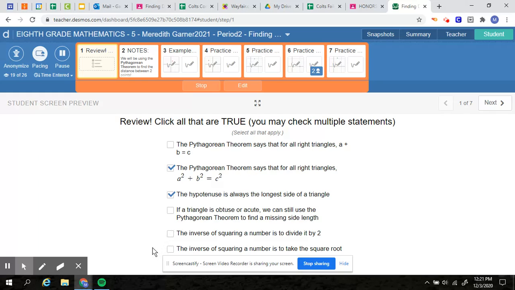But the last one says the inverse of squaring a number is to take the square root. That is true. So remember, squares and square roots are inverse operations, and this kind of points back to that last step in the Pythagorean theorem when you take the square root in order to get your answer to be c equals whatever it is. So to get rid of that square, remember that last step is to take the square root. So those are the 3 true statements for our review today.